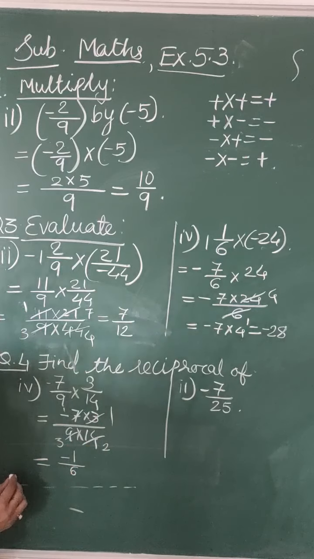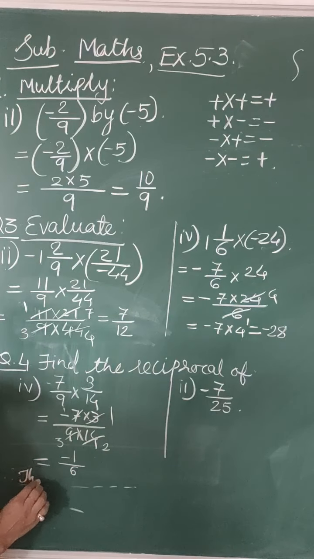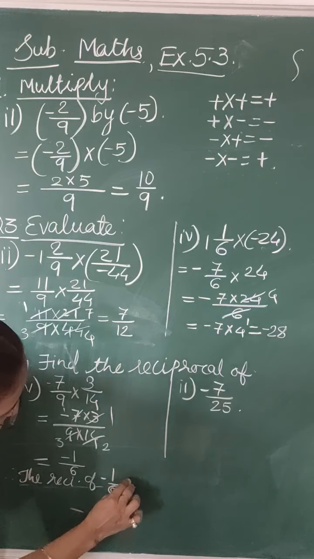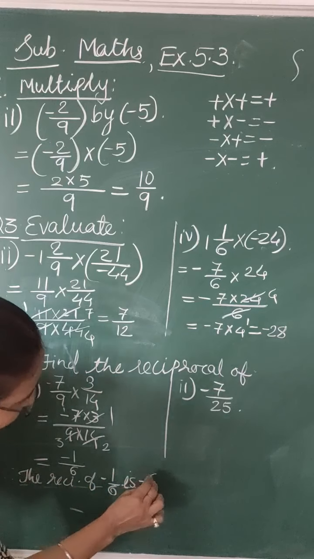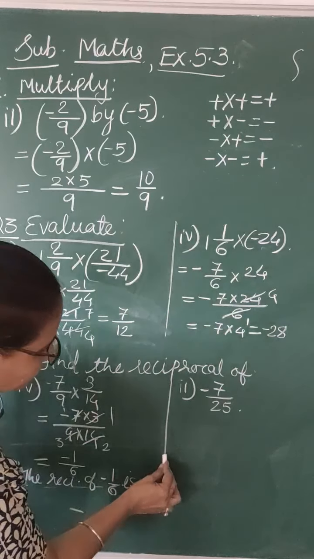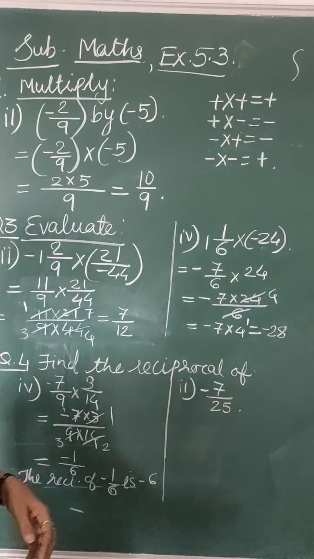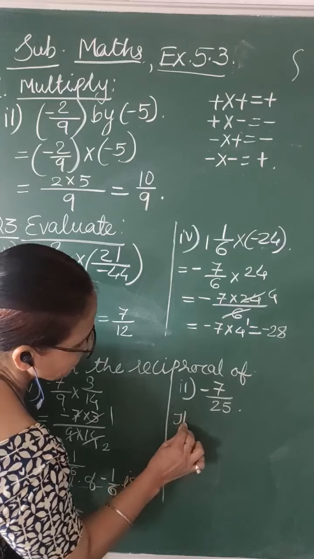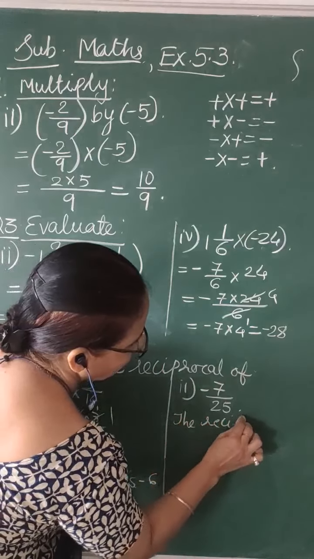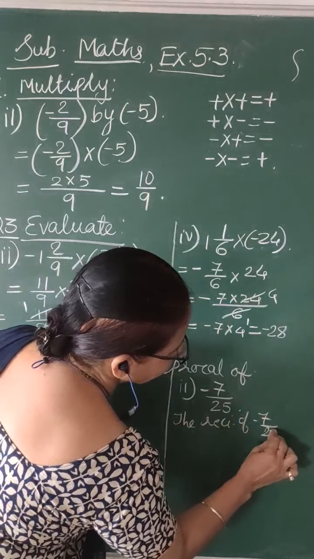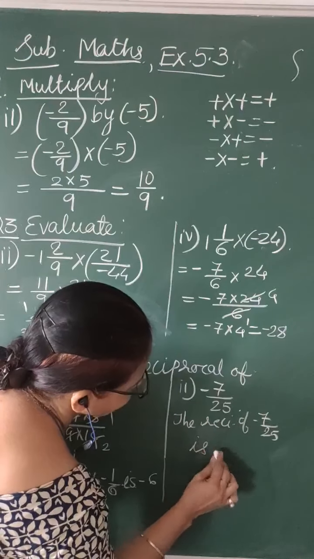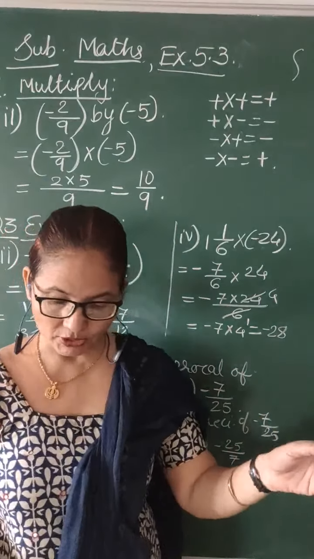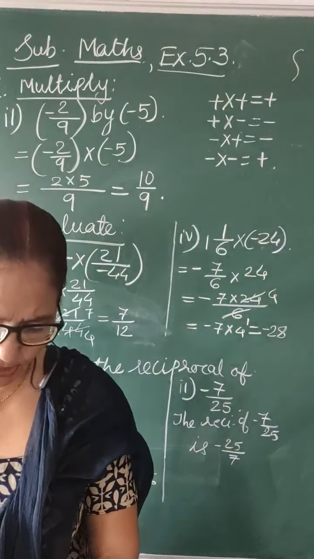So now children you will write, therefore the reciprocal of minus 1 by 6 is minus 6 by 1, that is minus 6. Okay, now here directly you can write that the reciprocal of minus 7 by 25 is what? Minus 25 by 7. So I hope you understood all these questions, and it's easy, you know.